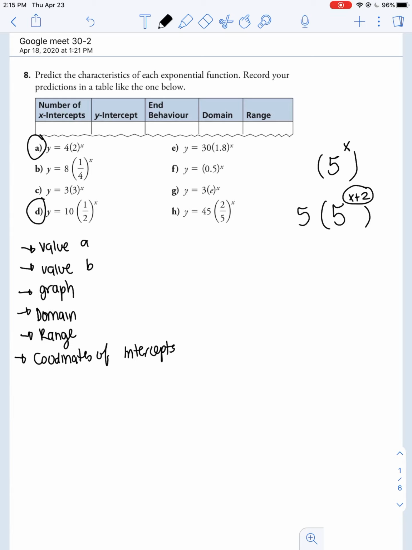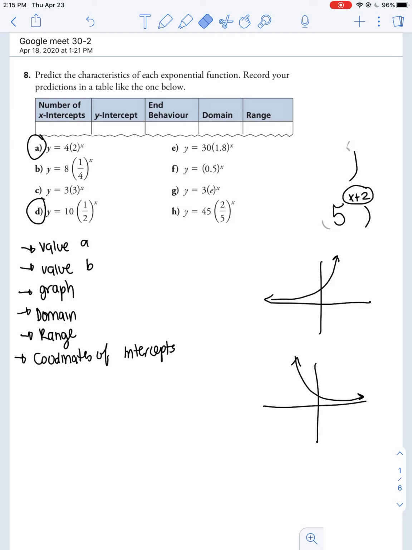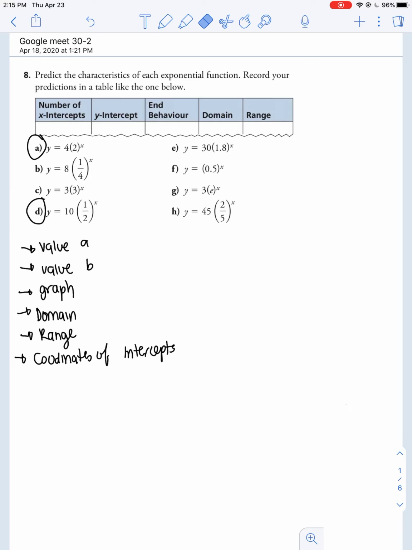What you're trying to do to confirm that something is exponential is graph it. It should look like that, where it's increasing very quickly, or it should look like that, where it's decreasing very quickly. So that's the fastest way to figure out if something is exponential: graph it and see what it looks like. That's for question number 1. Question number 2, they're asking you to state a few things about this. So we're going to do A and D.